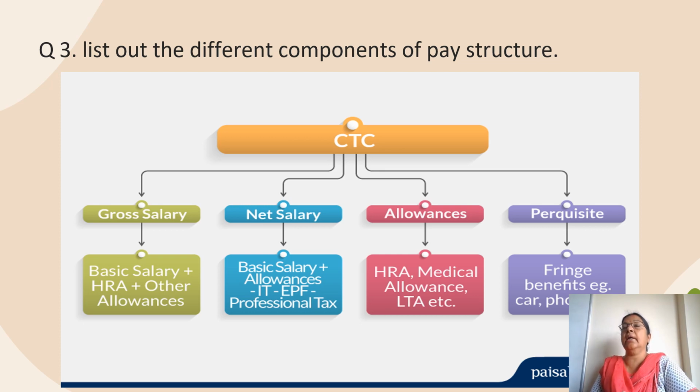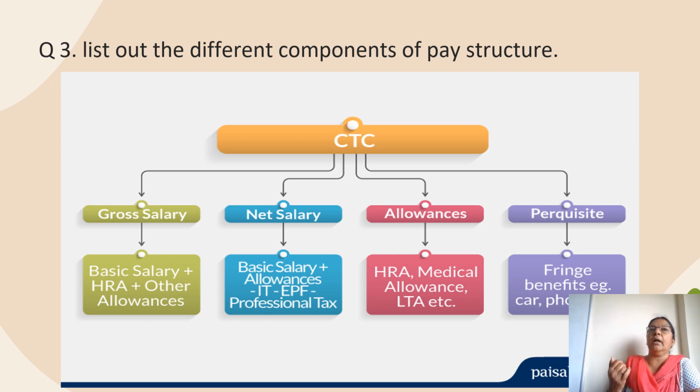HRA, CCA, LTA, medical allowance, travel allowance, mobile allowance, tiffin allowance, lunch allowance, shift allowance. So many allowances are there. So all these allowances will be added up. And the last one is perquisites. Perquisites is nothing but fringe benefits. Fringe benefits means additional benefits which are given to employees.